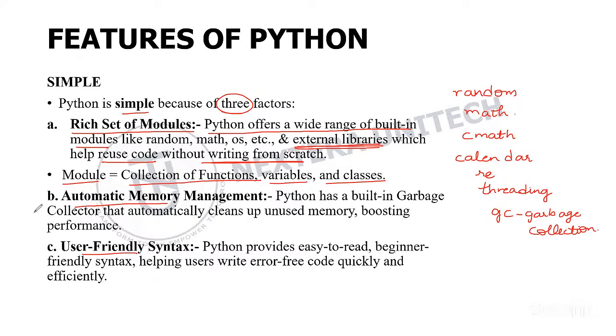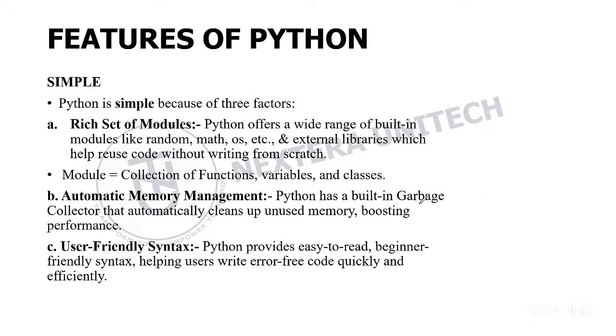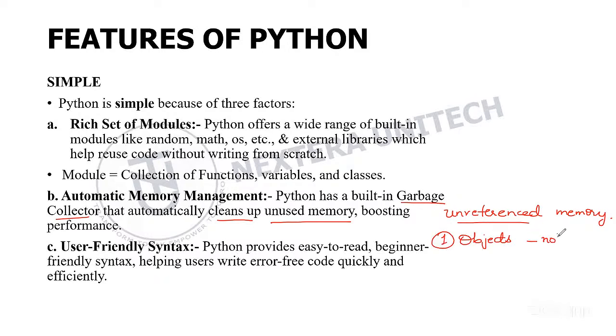When it comes to automatic memory management, Python has a built-in garbage collector. The garbage collector automatically cleans up your unused or unreferenced memory. So what is unused or unreferenced memory? The objects which are no longer needed, and the variables which are no longer pointing to any data, and then the temporary objects which are created during execution. These are some of the unused and unreferenced memories.